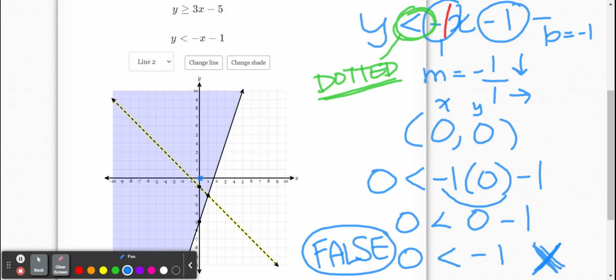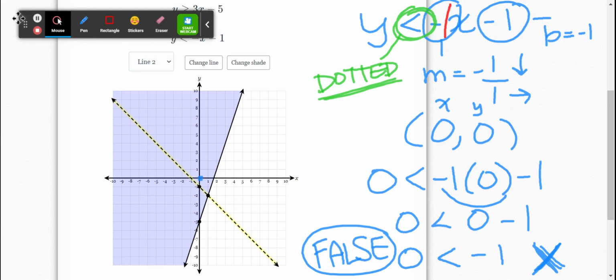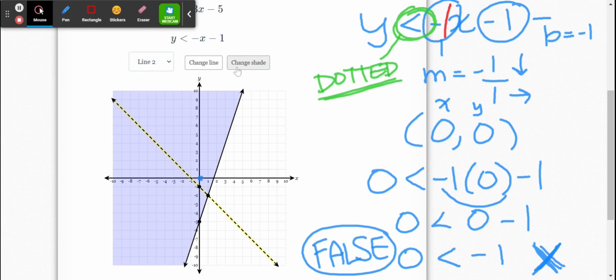So we are going to shade the side of the line that does not contain this test point for the second line. So I'm going to go back here and we're going to change the shading. I'm going to just move this up so it's out of the way. So we can see here that this shading contains the point 0, 0, but we don't want that because it was false. We want to shade the opposite side. So it should be shading the other side of this dotted line.